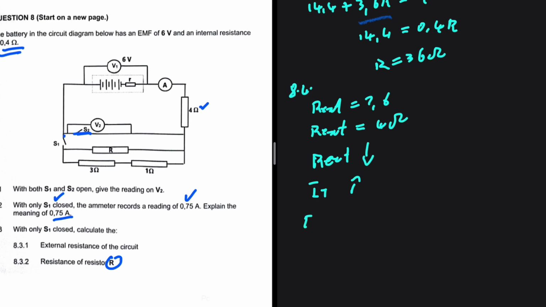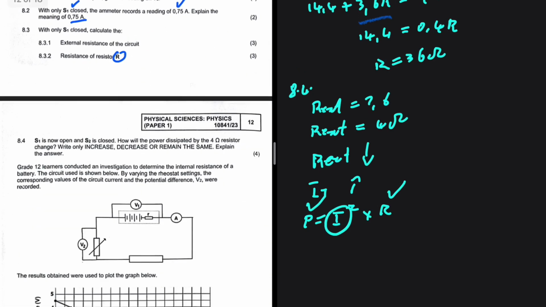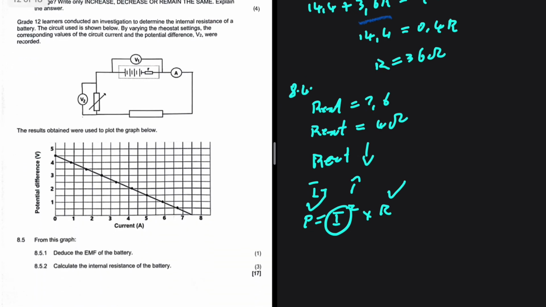It will dissipate more power because P is equal to I squared multiplied by R. R is constant, so if the current increases, the power dissipated should also increase. So the power dissipated by that resistor increases.